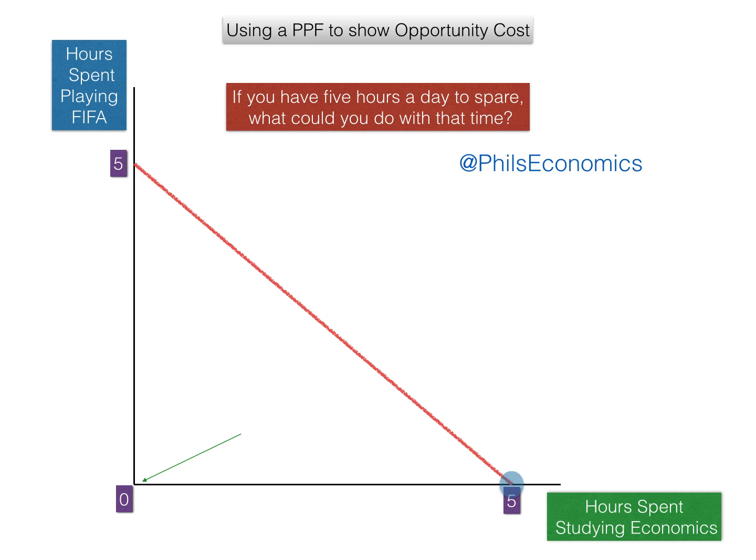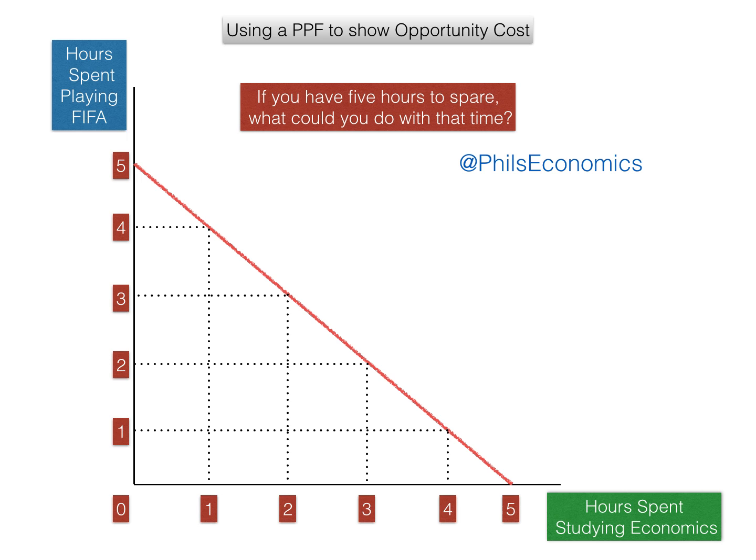So here we show if we spend our 5 hours studying economics, we have no time left for playing FIFA. As a result, the opportunity cost of studying economics is less time to play FIFA. Now I've shown you the two extremes, but obviously a PPF can show all manner of alternatives.